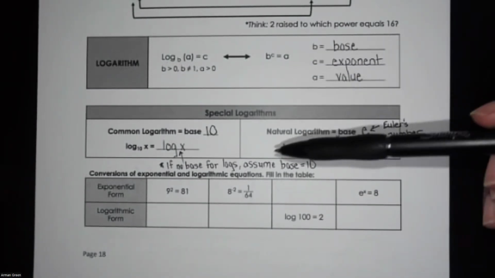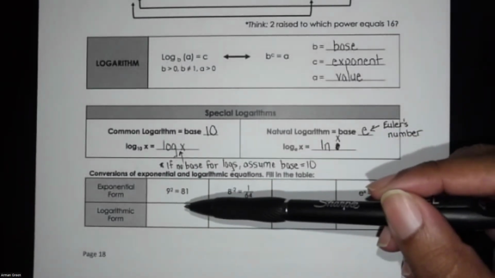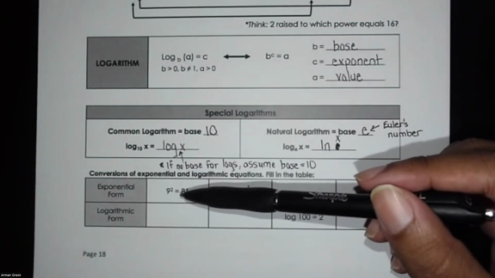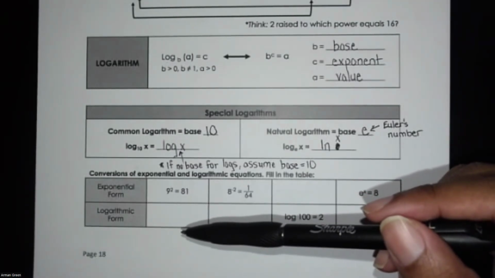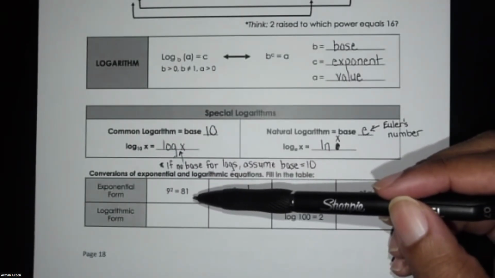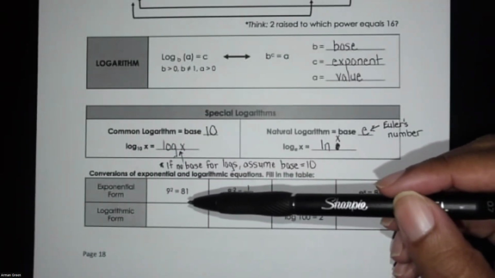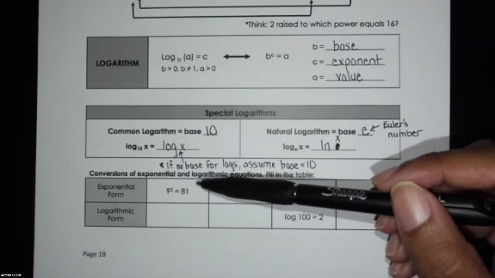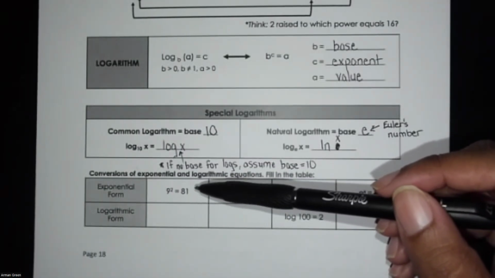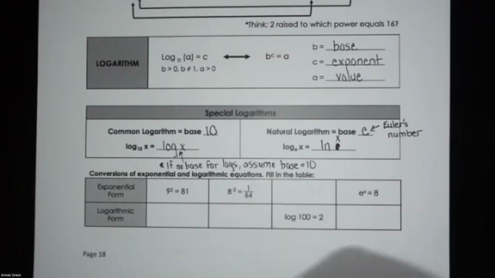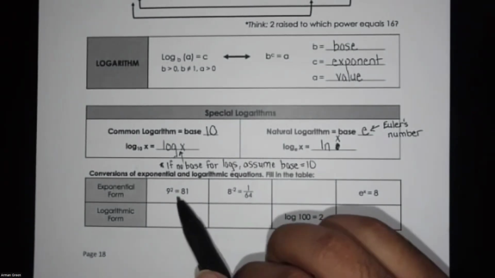Now, what we're going to try to do first is get some practice with converting from exponential form to logarithmic form. If we see an expression or an equation written in exponential form, we're going to convert that and rewrite it as a logarithm. And then we're going to do vice versa as well. So we're going to look at a couple of these examples down here together.